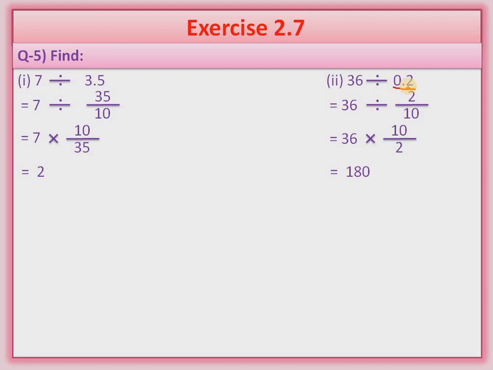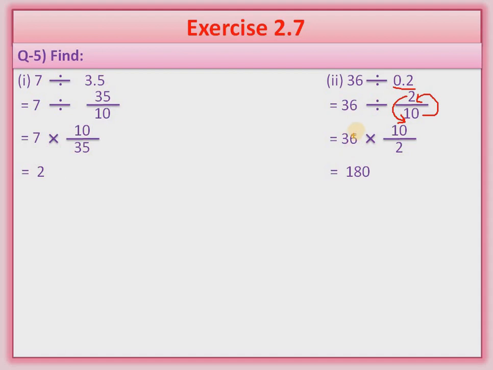Now after converting the decimal number into a simple fraction, convert the division symbol into a multiplication symbol. While converting, obviously you know that the denominator will go in the numerator and the numerator will go in the denominator. Yes or no? Same thing I have shown here: 36 multiplied by 10 upon 2.